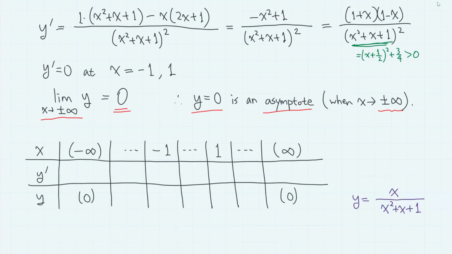From our derivative, we can fill out this increase-decrease table of the given function. So first, the derivative is 0 here, and positive here, and negative here. This means that the function decreases here, increases here, and decreases here. And the value at x equals negative 1 is negative 1, and the value at x equals 1 is 1/3.